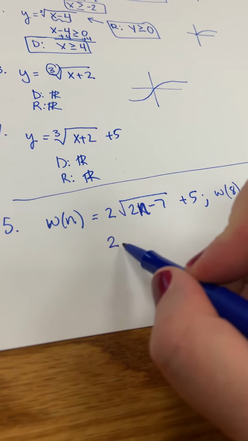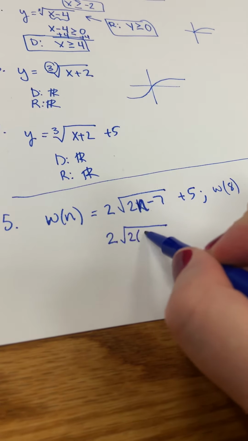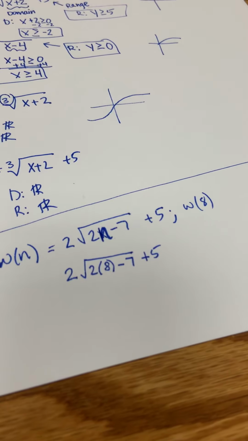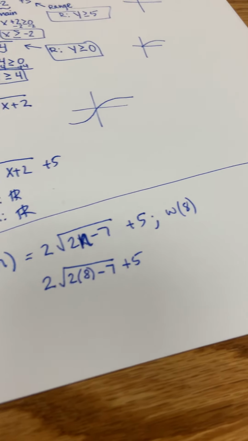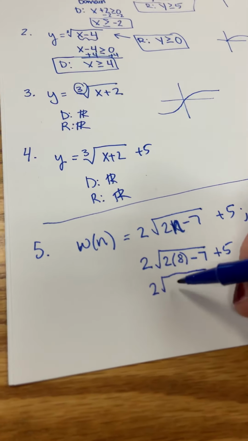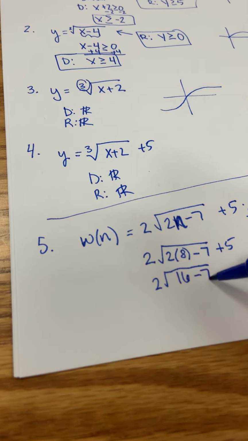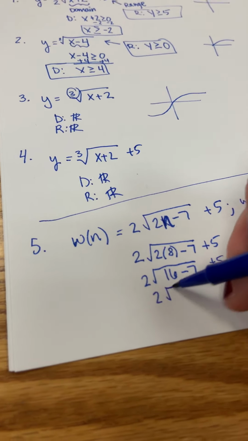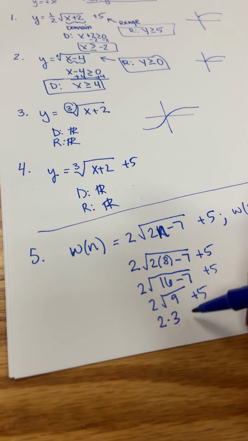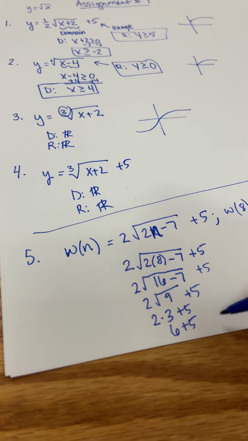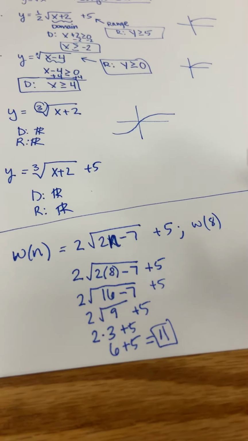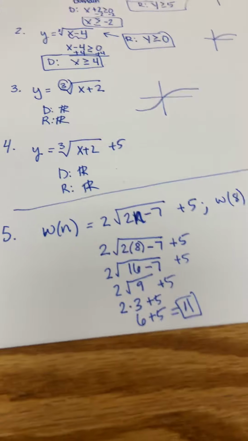So it's going to be 2 times the square root of 2 times 8 minus 7, and then add 5 to that. So when you do this, you're going to say 2 times the square root of 2 times 8, which is 16, minus 7, plus 5. 2 times the square root of 9 plus 5. Now the square root of 9 is 3, so 2 times 3 plus 5, which would be 6 plus 5, and your answer is 11. Okay? And then you can do number 6 on your own.